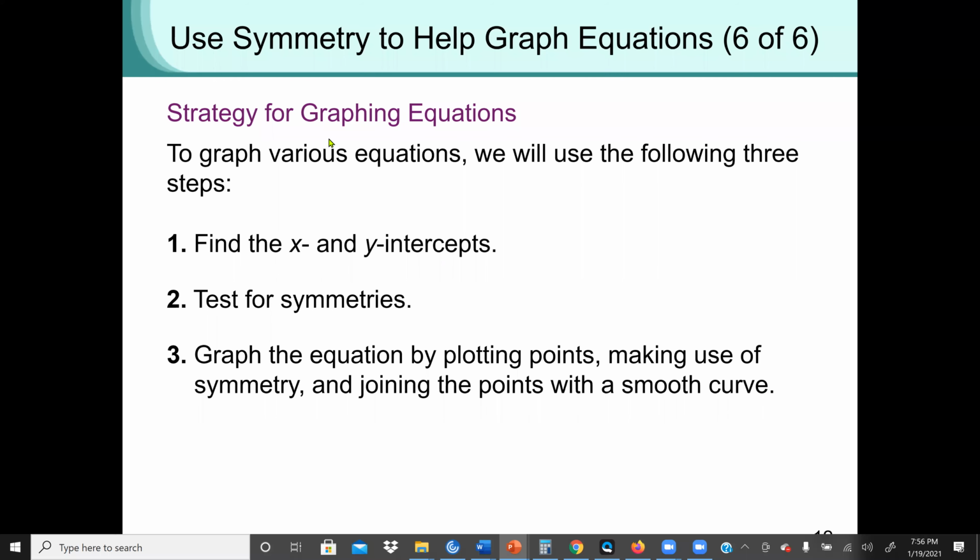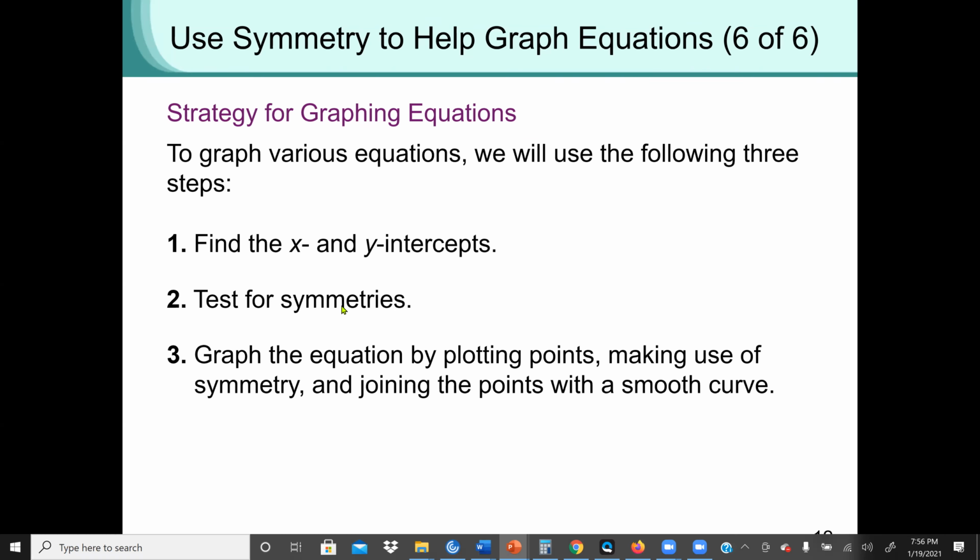So graphing a straight line is very straightforward. Find the x and y intercepts, then draw a straight line across those 2 points. But this is non-linear. So even when I find the y and x intercepts, the shape can be any shape. So we can test for symmetries. Those are the 3 steps we just saw, how to test for x, y, and origin.